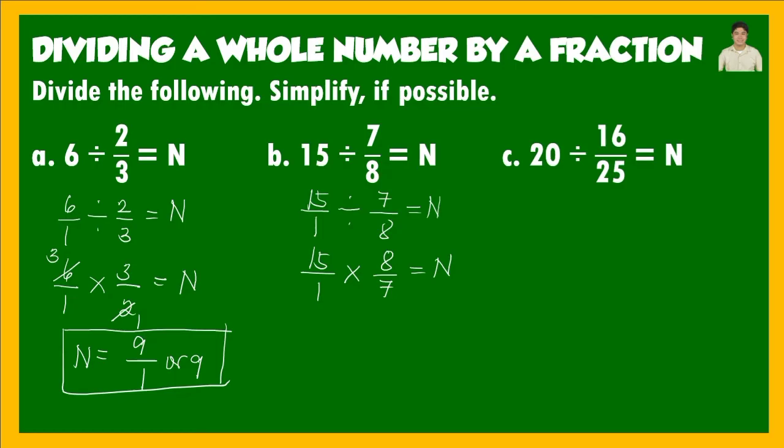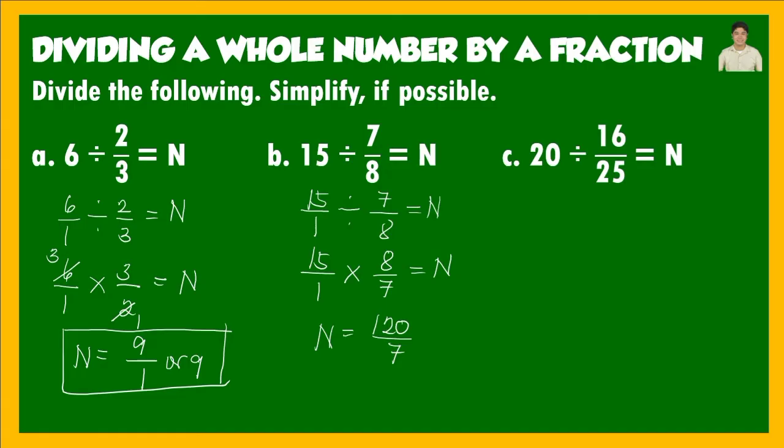So, wala po tayo ditong common factors. 15 and 7, wala. 8 and 1, wala din po. So, we'll just multiply them numerator by numerator, denominator by denominator. So, 15 times 8, if we multiply these two numbers, we'll get 120. 1 times 7, that is 7. So, n is equal to 120 over 7. So, this is an improper fraction. So, we do not leave our answers as improper fractions. What we need to do here is to change them into mixed numbers.